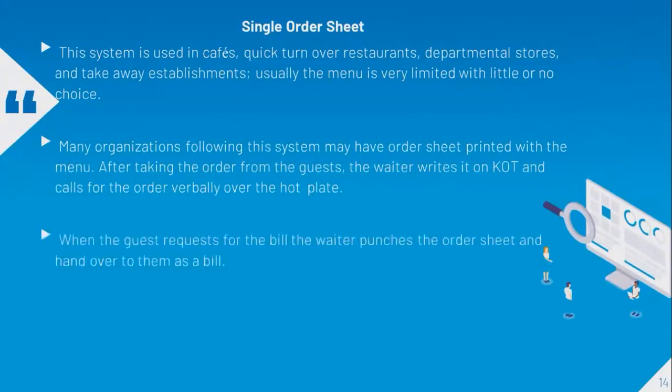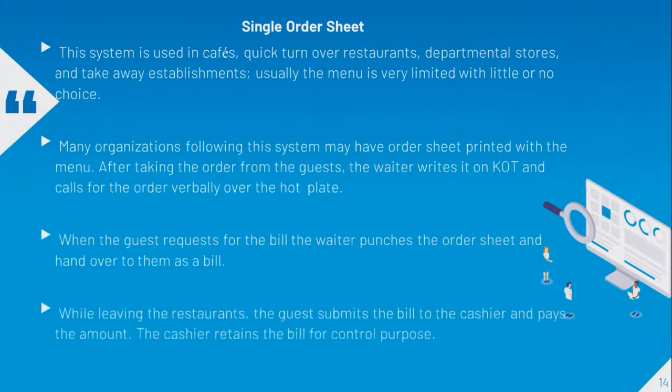verbally. When the guest requests for the bill, the waiter punches the order sheet and hands it over to them as a bill. So while leaving the restaurant, the guest will submit the same bill to the cashier and will pay the amount. Here, cashier will retain the bill for control purpose.